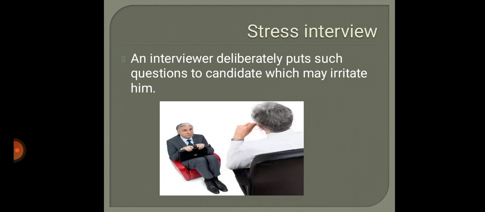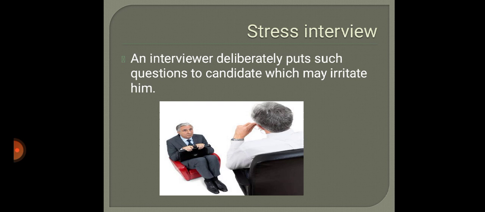And the next one is the stress interview. As it indicates, you can see in the picture how the person is stressed. They make the interviewee be in stress. An interviewer deliberately puts such questions to the candidate which may irritate him, so that he gets irritated.